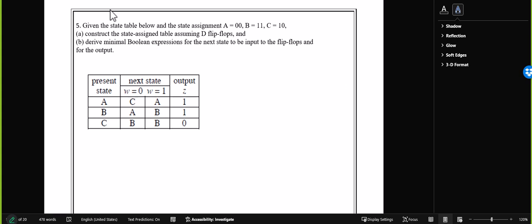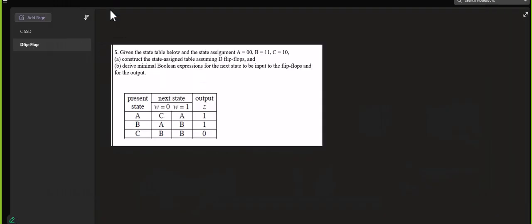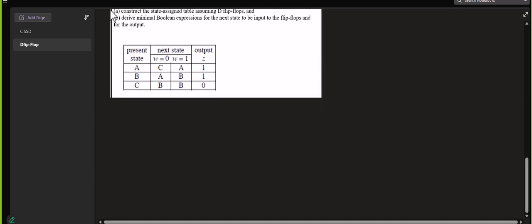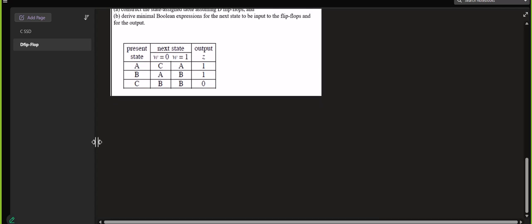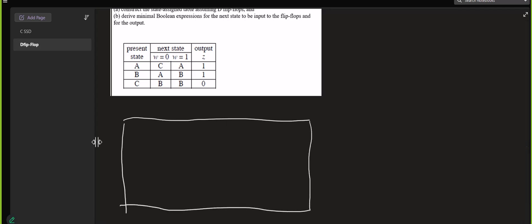So we are now going to do a state assigned table. And how many flip-flops do we need? 2. And that's because there's 3 states. So we'll have our present state, and because it tells us to have minimal Boolean expressions for the next state, I'm actually going to give the flip-flops names.